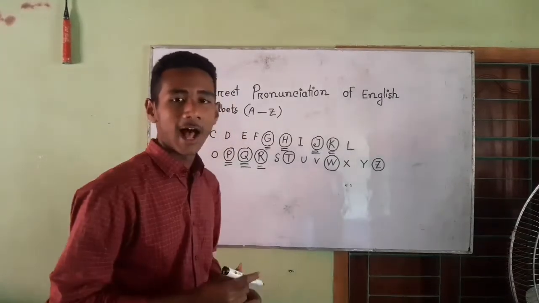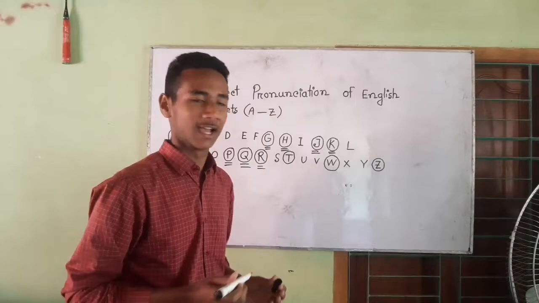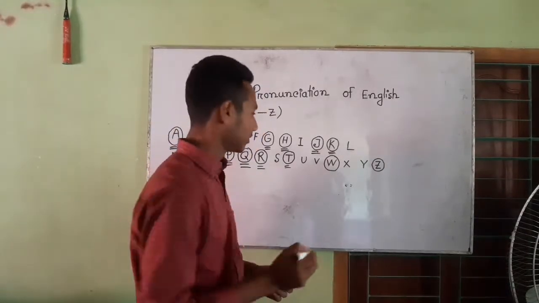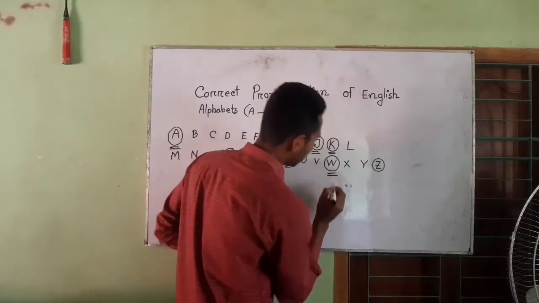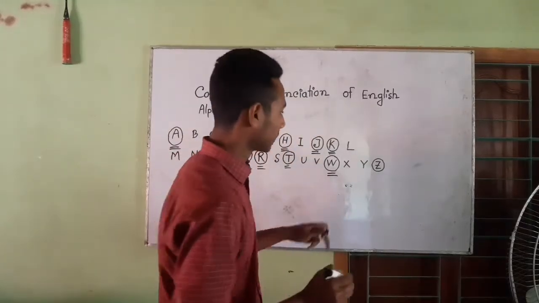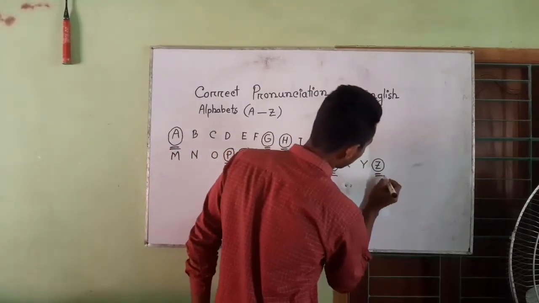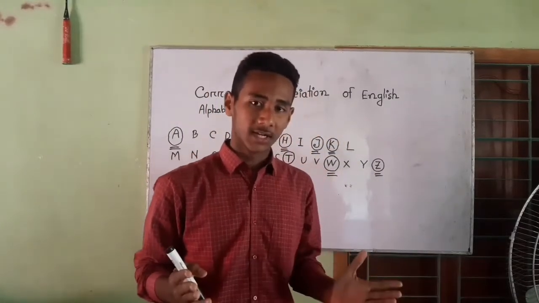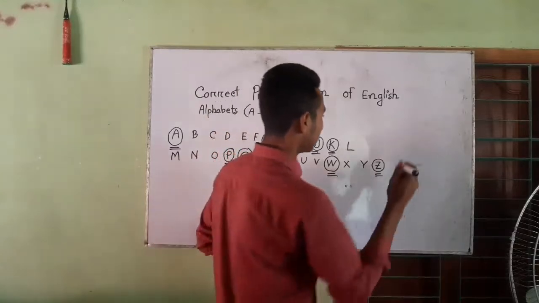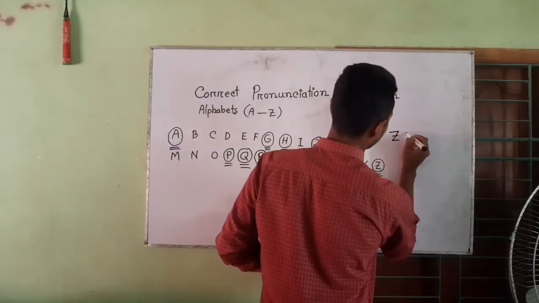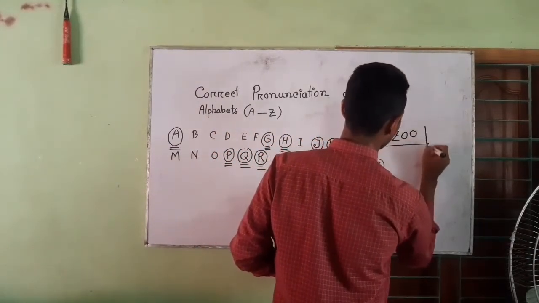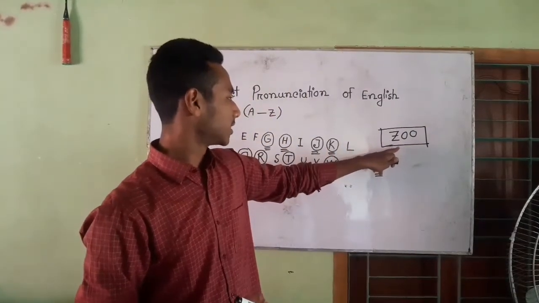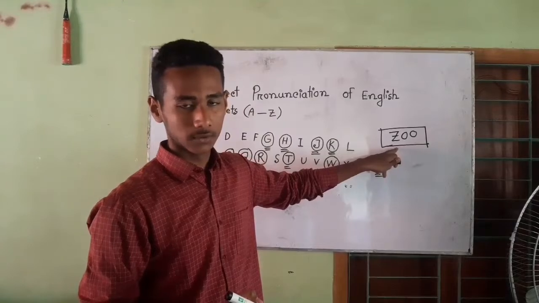R. It's not R. Okay? It's R. T. W. And G. It's not Z. It's G. Z double O. So its spelling is Jew. Okay?